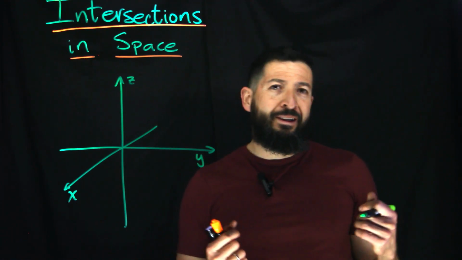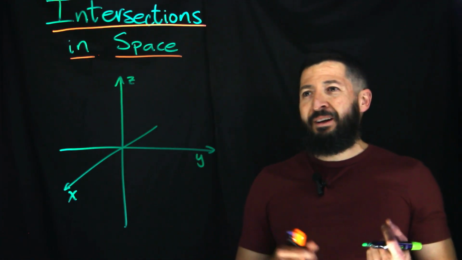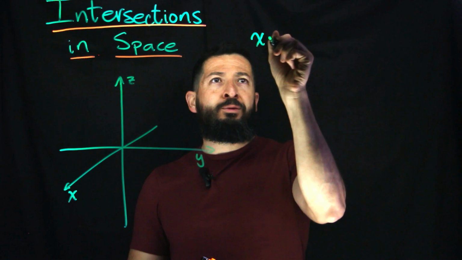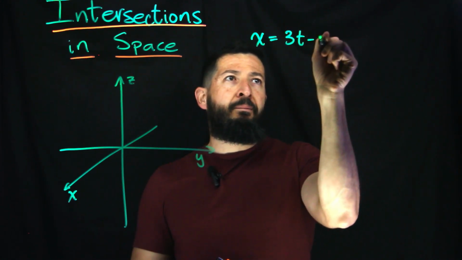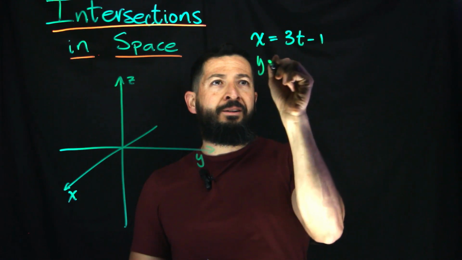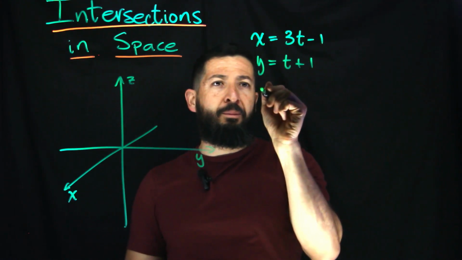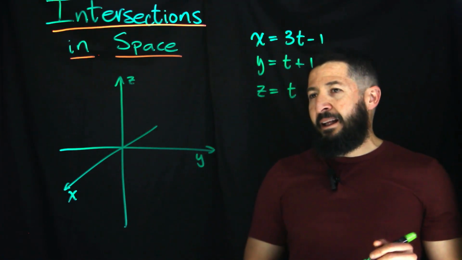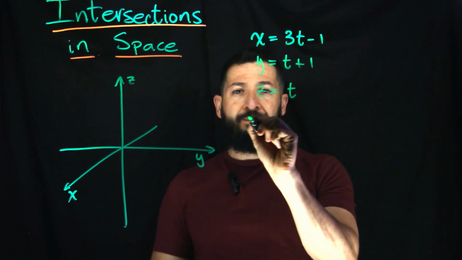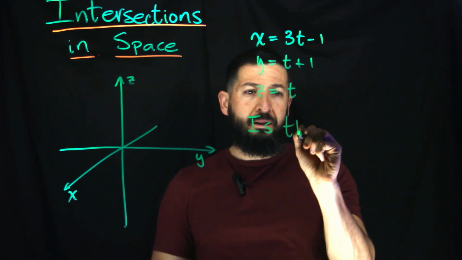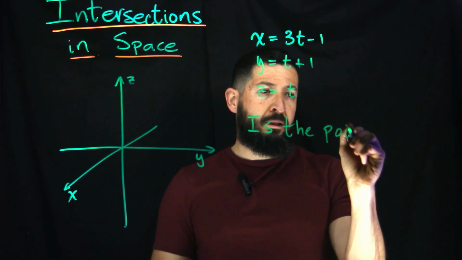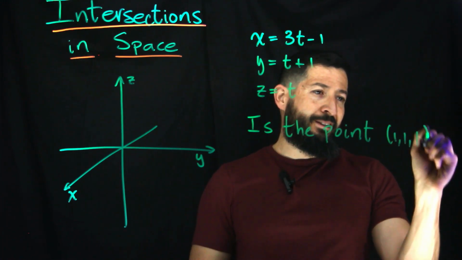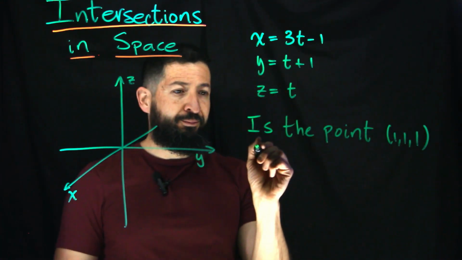That would be the intersection of a one-dimensional object with a zero-dimensional object, namely a point, in fact. So let's say that you have a line of the form x equals 3t minus 1, y is going to be t plus 1. Let's just give numbers. z is going to just be t. Let's do something like that, and let's ask, is the point 1, 1, 1, I suppose, just any point on the line.